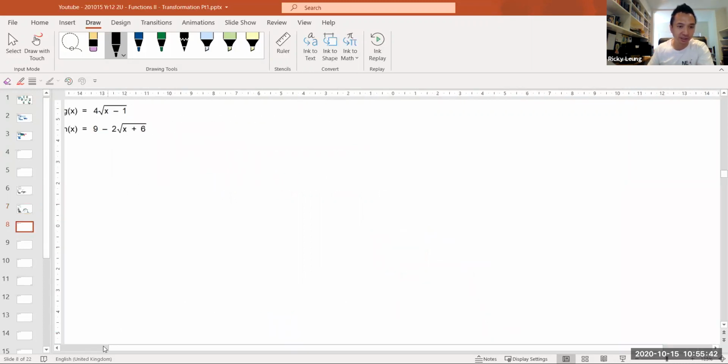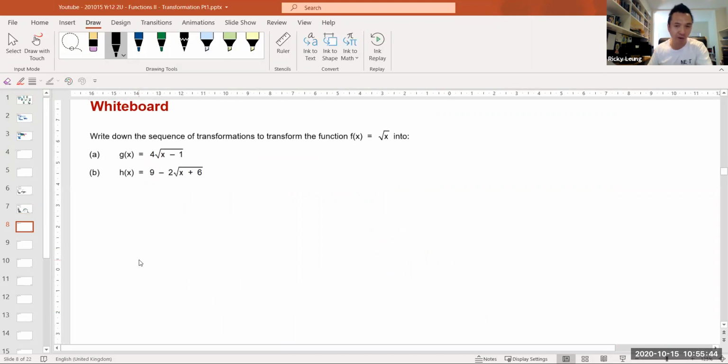So in the next one, we're going to go a bit backwards, where instead of me giving you the transformations verbally in words, I'm going to give you the equations, and then the question asks you to list down the sequence of transformations that you do. Remember, if it doesn't tell you, the pecking order that we should follow is reflections, verticals, and horizontals. And within verticals, it's dilation and then translation.